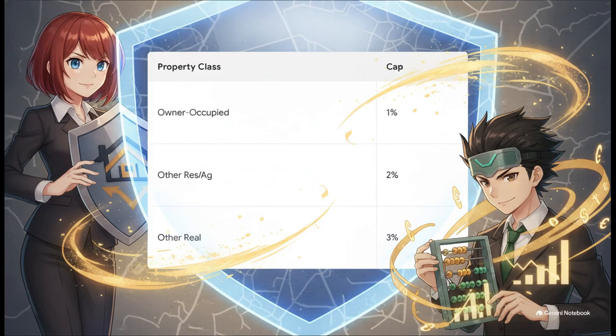Think of it as a safety net. This system ensures your bill remains a highly predictable percentage of your gross assessed value. If it's an owner-occupied homestead, meaning your primary residence, you are strictly capped at 1%. Other residential properties, like rental homes or agricultural land, are capped at 2%, and commercial real property hits the 3% cap. Basically, these percentages are the absolute ceilings for your tax liability.